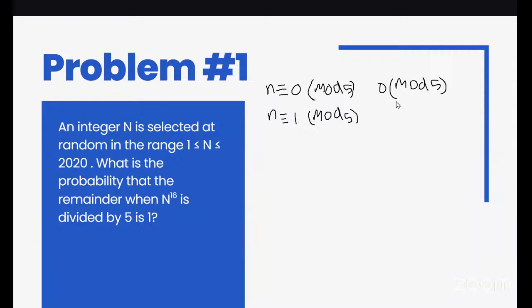This would be n to the power of 16, and then 1 to the power of 16, which in this case would just be 1 mod 5. So you can see here how the remainder is 1. And so we want to keep finding these cases where 1 is the remainder. So we'll take n is congruent to 2 mod 5.